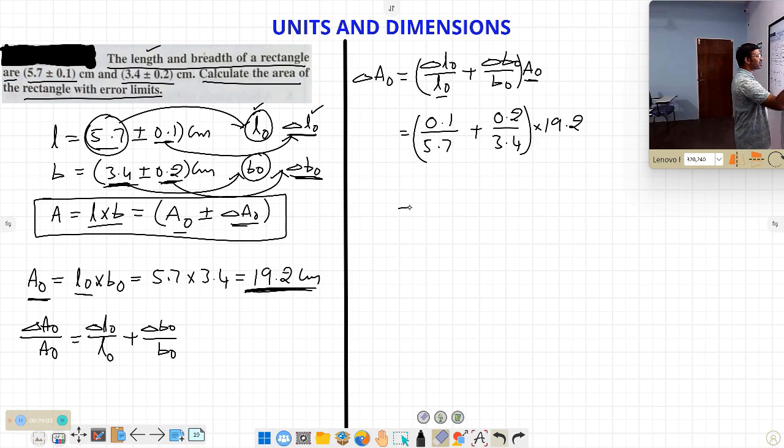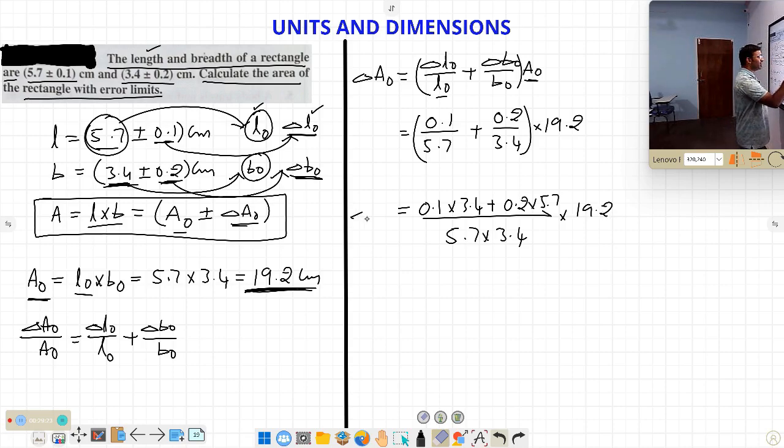Now if you calculate this value, the LCM we are going to get is 5.7 into 3.4. If we take it here, 0.1 into 3.4 plus 0.2 into 5.7, into 19.2.